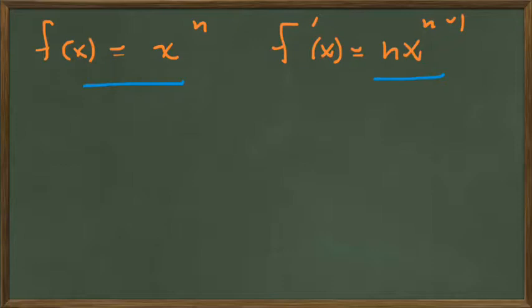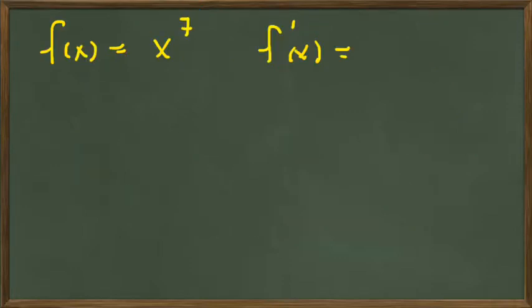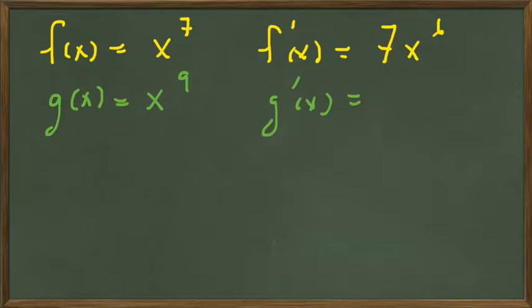What we're doing here is we take the power on x, bring it down in front, and then reduce this power by 1. So in words, bring the power down to the front as a coefficient and reduce the power by 1. So let's practice using this a couple of times. So if f of x is x to the 7th, f prime of x is 7x to the 6th. If g of x is x to the 9th, g prime is 9x to the 8th. If h of x is x to the pi, h prime of x is pi x to the pi minus 1.